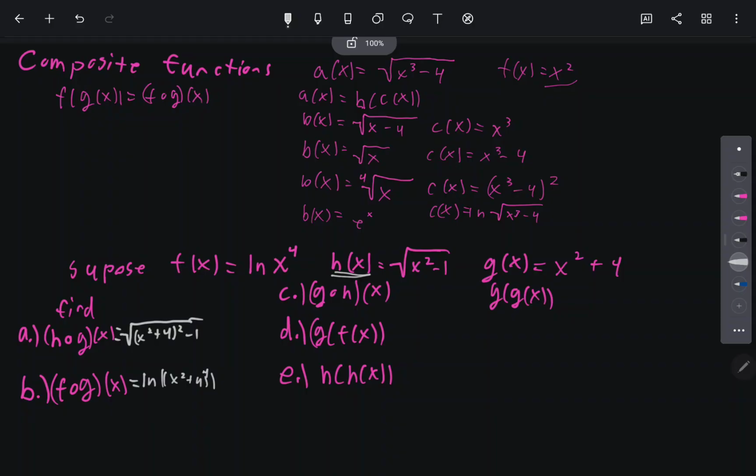Going onward to C, we have g of h of x. So this would really be equal to, well, our g is x squared plus 4, and we're putting this in as our square root. So this is just going to be the square root of x squared minus 1, squared, plus 4. And this actually can be simplified. We're going to cancel the root. So we'd get x squared plus 3.